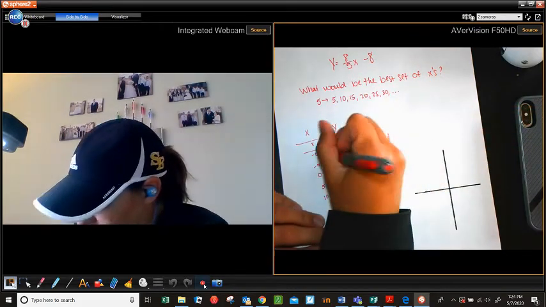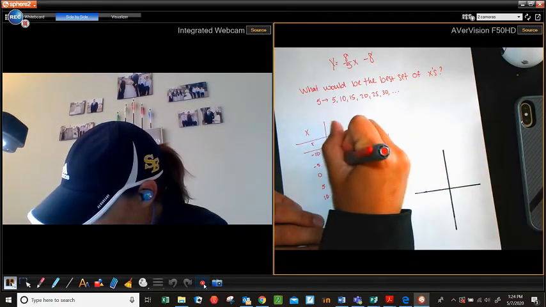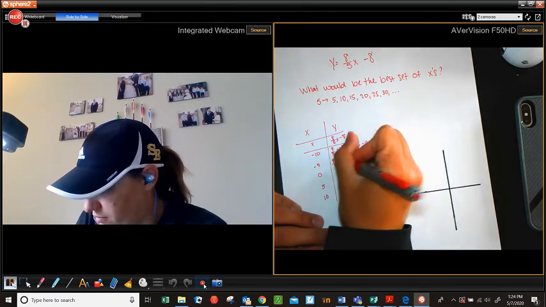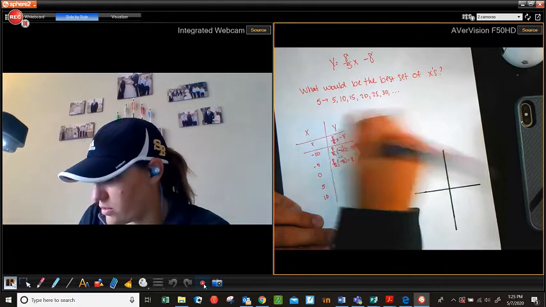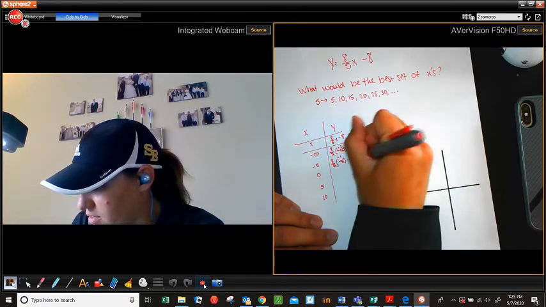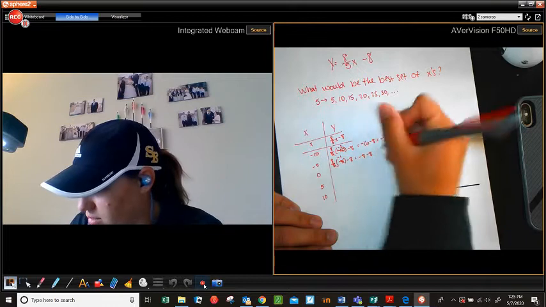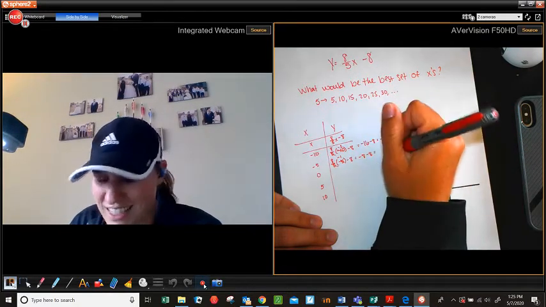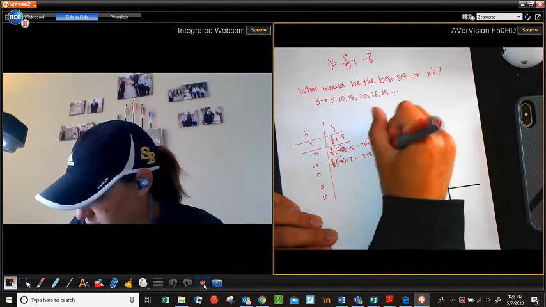All right, let's do the same thing here. 8/5 times negative 5 minus 8. 5 goes into 5 one time, and we have a negative. So it's 8 times negative 1, so that's negative 8 minus 8. Same sign, add the numbers, keep the sign. 8 plus 8 is 16, keep that negative sign, negative 16.